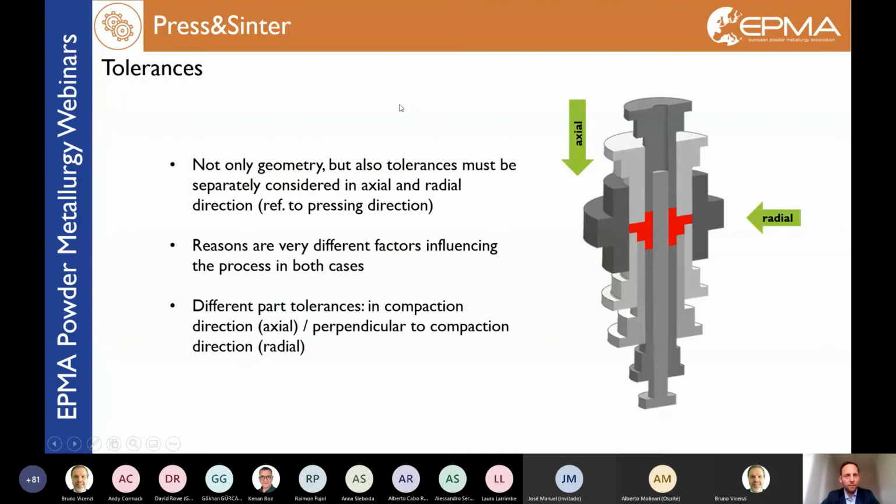Let's speak a few words about the tolerances. They are not identical in the compaction or axial direction or in the radial direction or tool direction. As you can see already in this slide, you can imagine that in axial direction we need much more tolerance, since I have much more tool components and much longer tool components which are deflecting and having then a spring-back behavior affecting my length tolerances. In radial direction, the tool is much more stiff and I can realize closer tolerances.